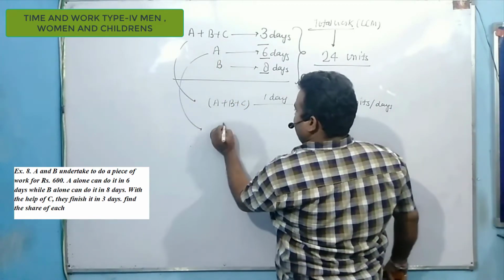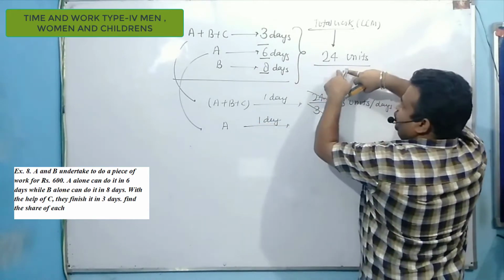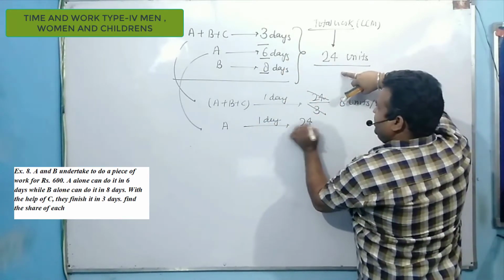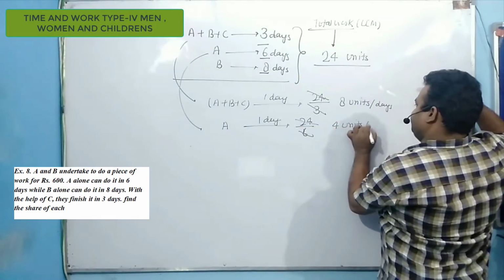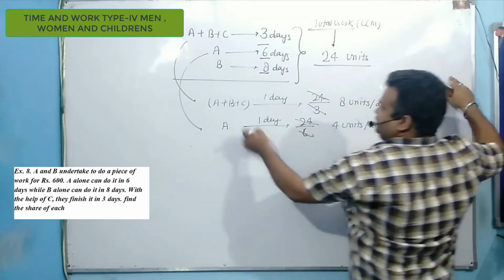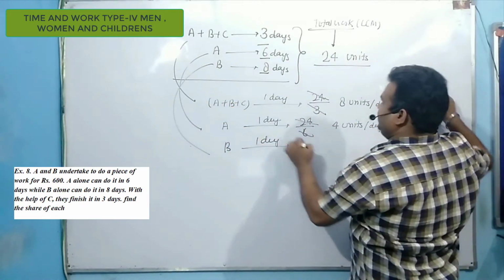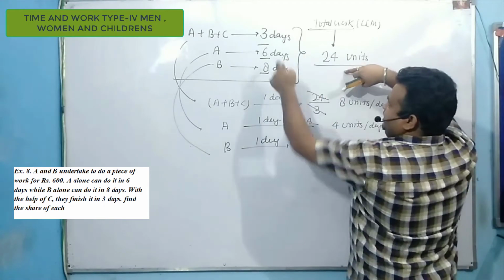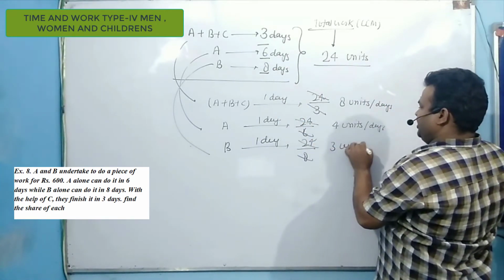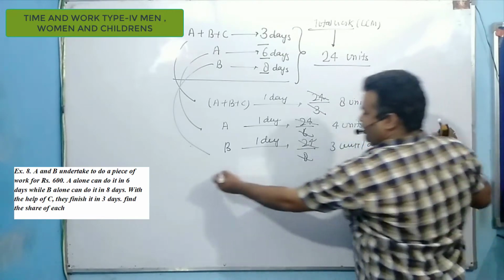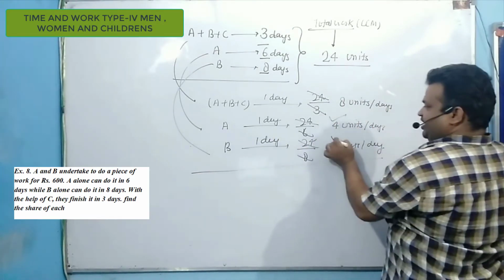How many units does A manufacture per day? A completes 24 units in 6 days, so A manufactures 4 units per day. Now how much does B manufacture? B completes 24 units in 8 days, so I divide, and it is 3 units per day. Okay, fine. Now A's 1 day work is 4 units, B's 1 day work is 3 units.